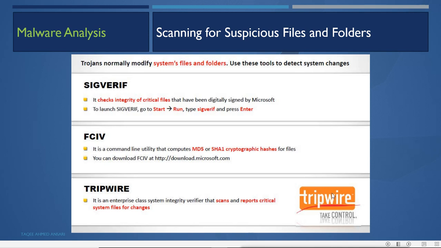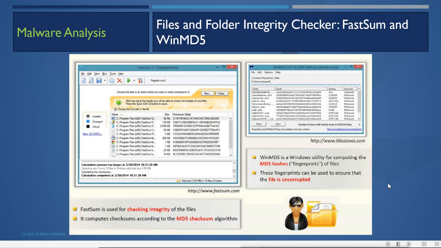You have other tools also, like file and folder integrity checkers such as FastSum and WinMD5. These are also used to check the hash values. When you run these tools against those files, you will see the hash values, and then you can compare those hash values with the file source, where you downloaded those files.